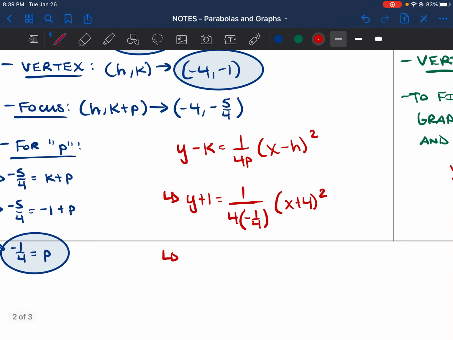And now let's simplify. Y plus 1 equals, and this might look a little complicated at first, but it's actually pretty simple. 4 times -1/4 is just -1. And 1 divided by -1 is just -1. So this is just negative x plus 4 squared. All right, and there's our transformational form equation of this parabola. Y plus 1 equals negative x plus 4 squared.